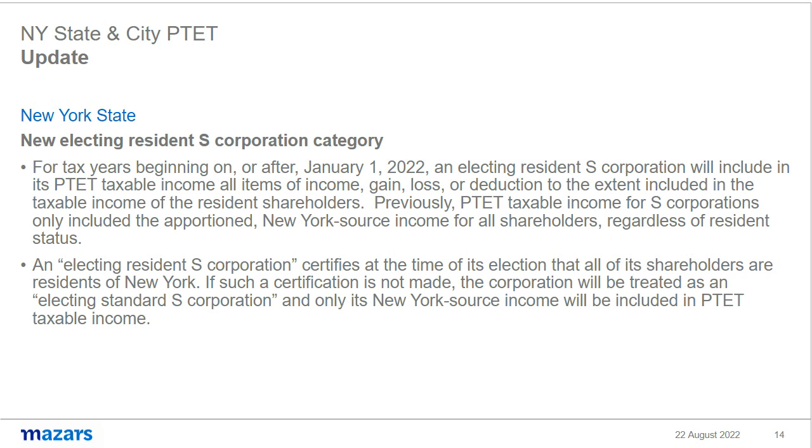So an electing resident S corp certifies at the time of its election that all the shareholders are residents of New York. So if you have even one shareholder that is not a resident of New York, unfortunately, you cannot elect the resident S corp status. And unfortunately, if that certification is not made, then the S corp will continue to be treated as an electing standard S corp. So if you have an S corp that's got all New York shareholders, make that resident S election.